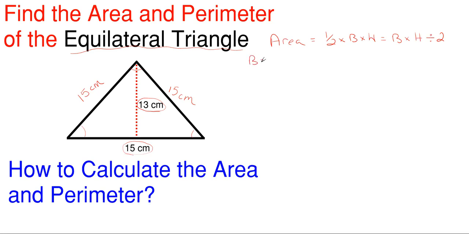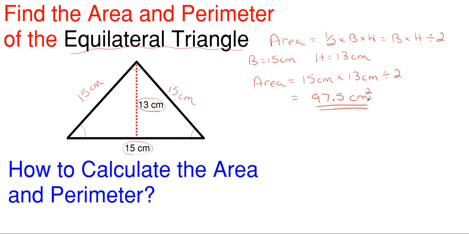So with my base being 15 centimeters, and my height being the red dashed line from the peak to the base of 13 centimeters, my area will be 15 centimeters times 13 centimeters, and then divide it by 2. So my area will pop out to be 97.5 centimeters squared, keeping in mind that the squared portion here of the unit means we are dealing with area. So whenever you have an area calculation, you need squaring of those units.